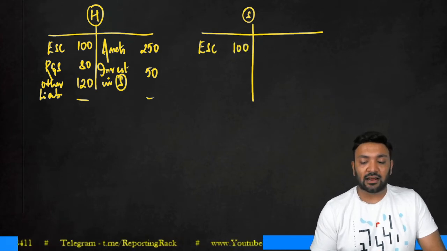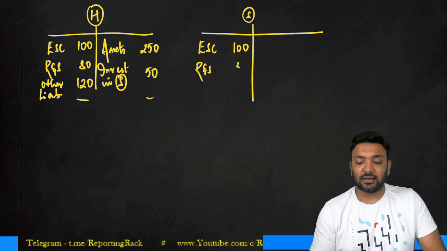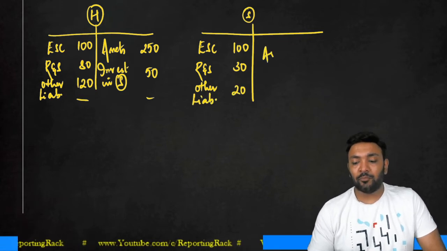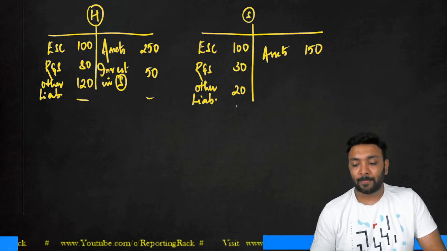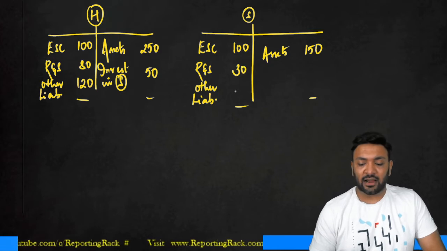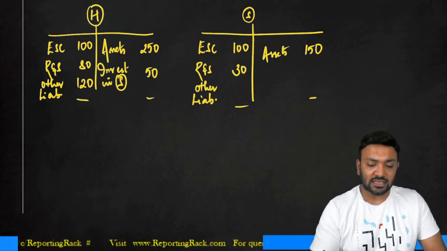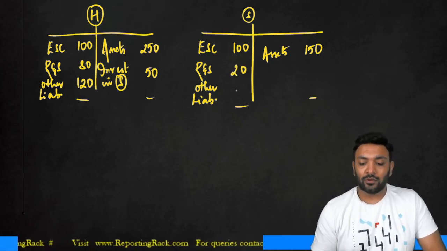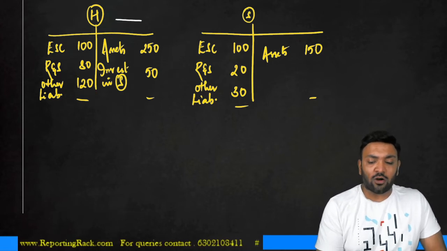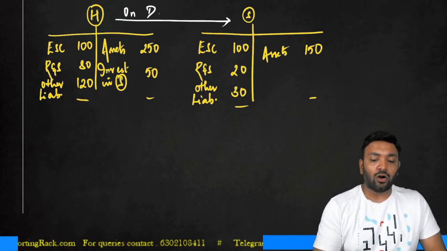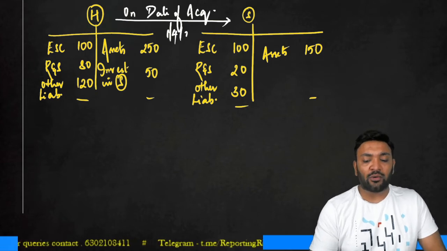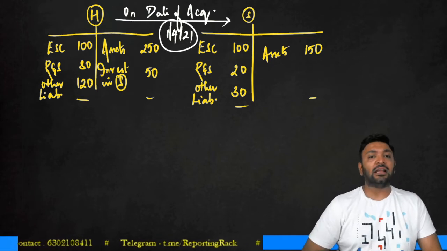Equity share capital is 100. Other liabilities at least 20, make my assets a total of 50. For calculations, I'll take my reserves as 30 and my other liabilities as 30. 120 is easier to calculate, right? Okay. Let's say this was the instance which existed on the date of acquisition. On date of acquisition of controlling interest, let's say the date of acquisition was 1st April 2001. On that day, the balance sheet appeared in this manner.